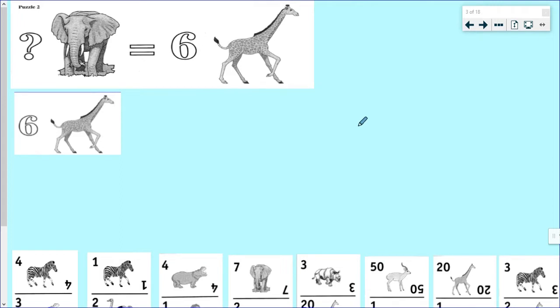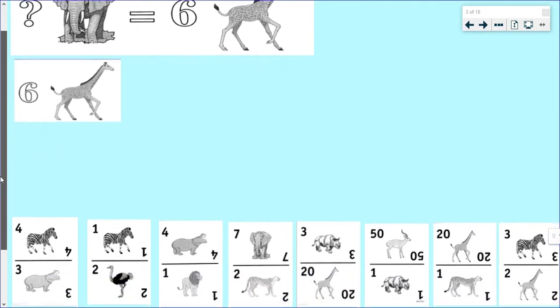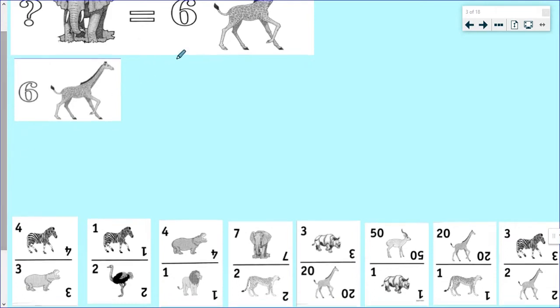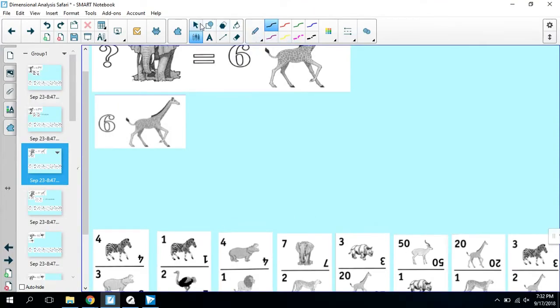You can pause the video and see if you can figure it out yourself. I'll kind of bring it down here so you can see some of the conversion factors. We're trying to get 6 giraffes. We're trying to figure out how many elephants would equal 6 giraffes. So here are my giraffe cards. I've got a giraffe card here. I've got a giraffe card here. I've got one here. And you have to kind of play with these and turn them around until you can figure out exactly how you're able to get everything to cancel.